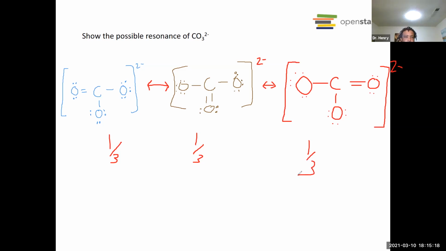Does that make sense? Because all of the oxygens have the same electronegativity, they're going to be pulling the same. So the probability is that 1/3 of the time you're going to have the double bond here, 1/3 of the time you're going to have the double bond here, and 1/3 of the time you're going to have the double bond there. Does that make sense?